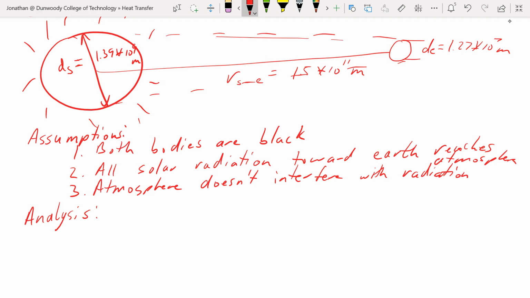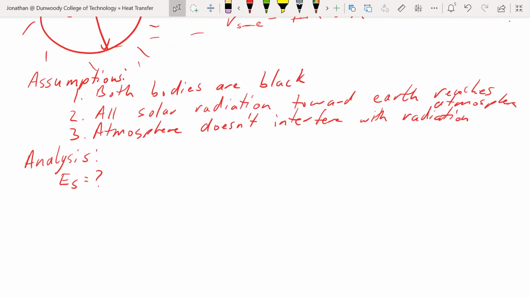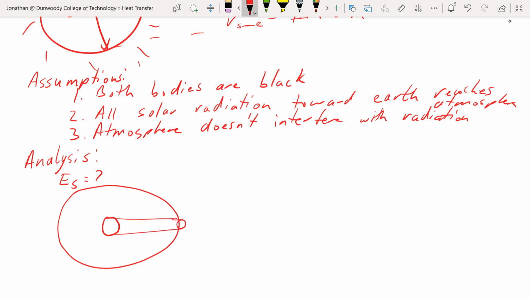So the first bit is to find E_S, the emissive power of the Sun. So basically, the way we'll look at this is say, we'll have the Sun, and then farther out from that we'll have this other surface, and we're looking at how much of this radiation actually goes through where this is the diameter of the Earth. So it makes sense. We're doing two concentric circles. Spheres.